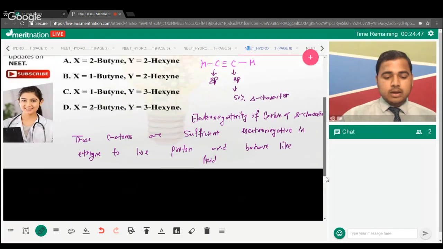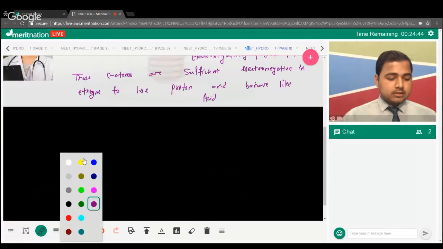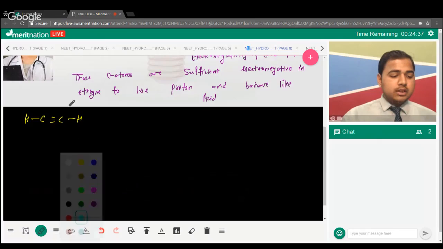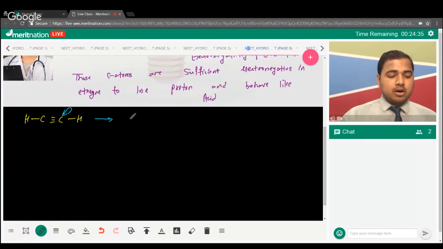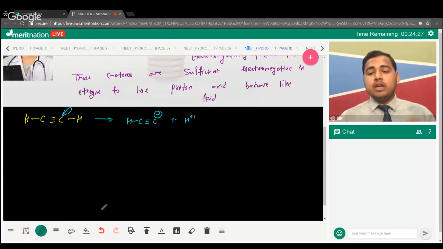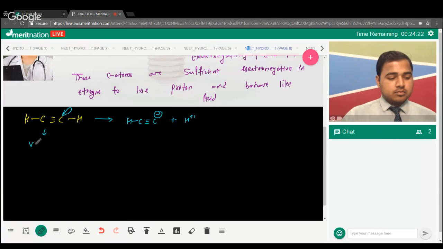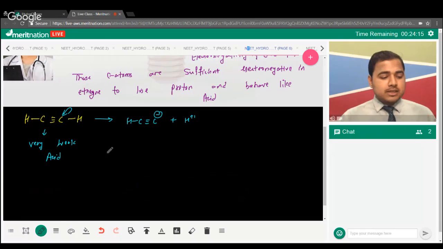So let's have a look. This is H, this is C triple bond C, this is H. It has the ability to lose the proton and form HC triple bond C negative, and this is the H plus. But it's a very, very weak acid. So to remove H plus, right now we are going to utilize a strong base.